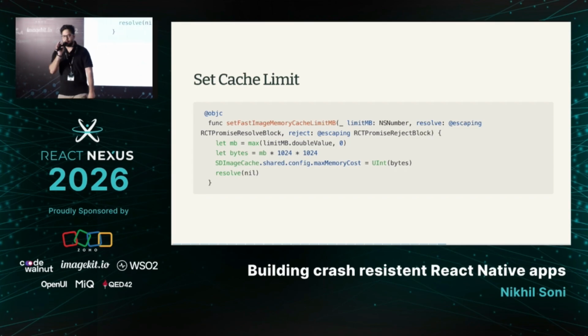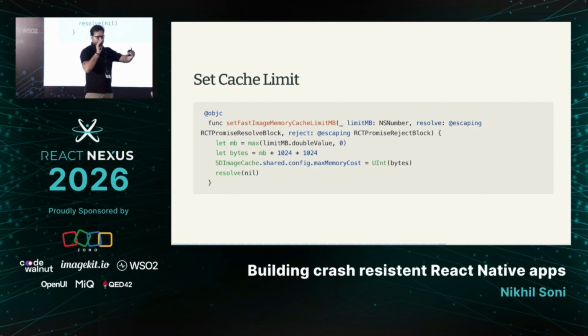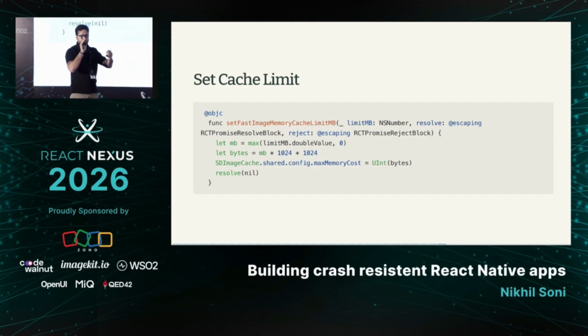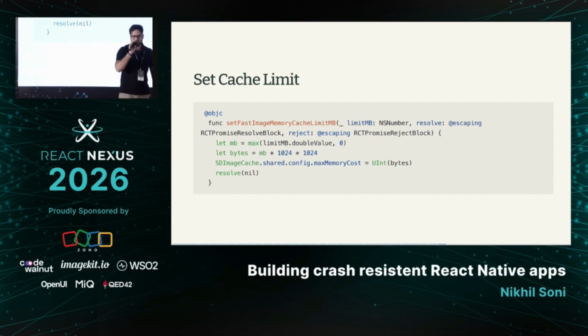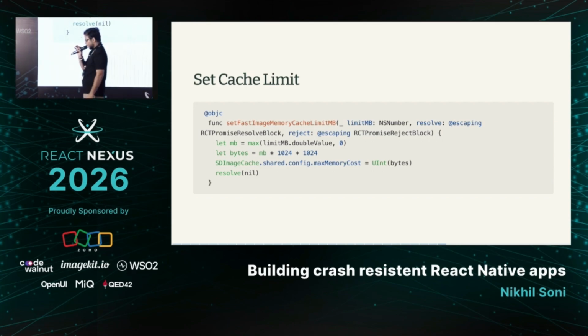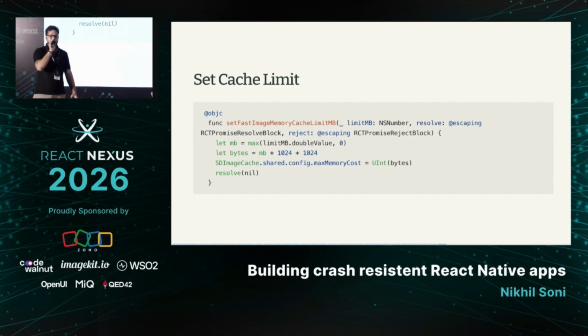Once you set the cap on SDWebImage's cache, it will use only that much. For example, let's say you have a 500 MB cache. Once the user reaches 500 MB and new images come into the picture, the oldest image will be released. So it works on LRU caching. Who is aware of LRU caching? I think everyone. So the first one which was used will be evicted.